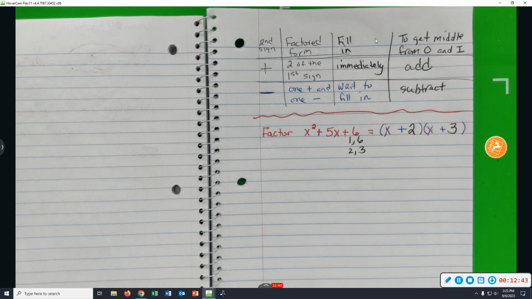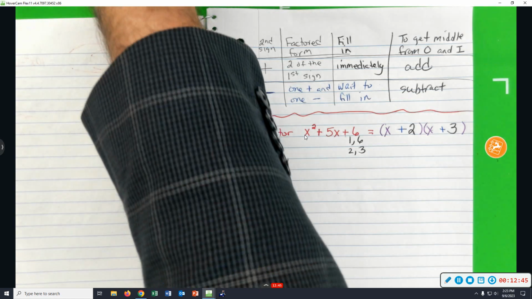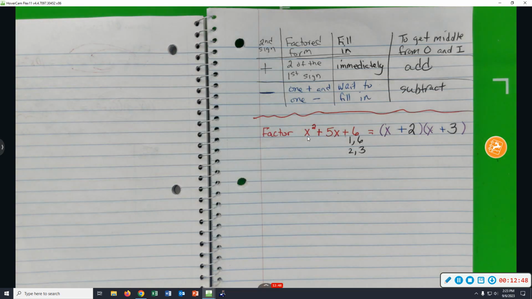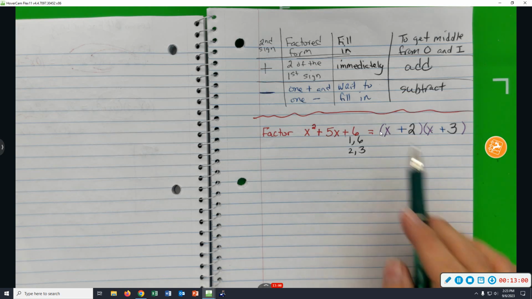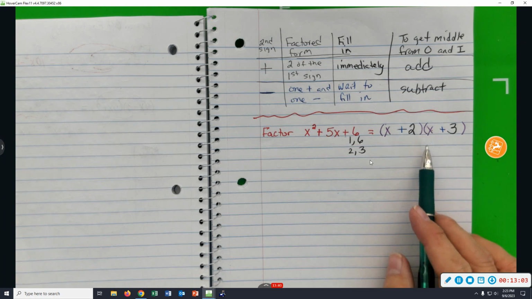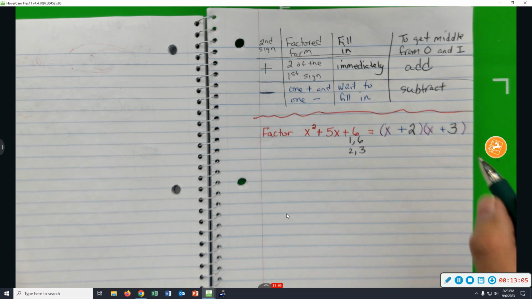A trinomial where the leading coefficient is a 1. You just have the variable squared. You don't have a number in front of it. That's called a simple trinomial because it is simple to get it factored. There's only one possibility for first times first, the variable times itself. Simple trinomials, they're simple to factor.